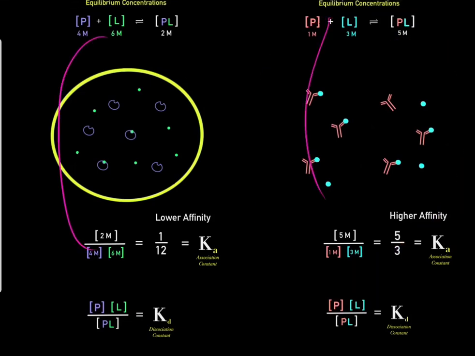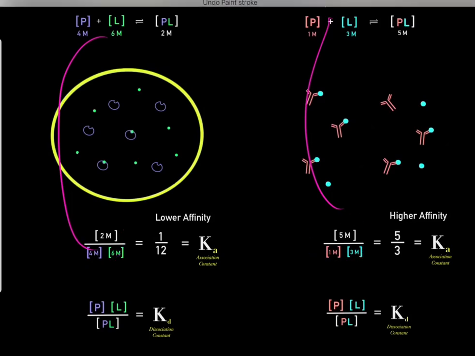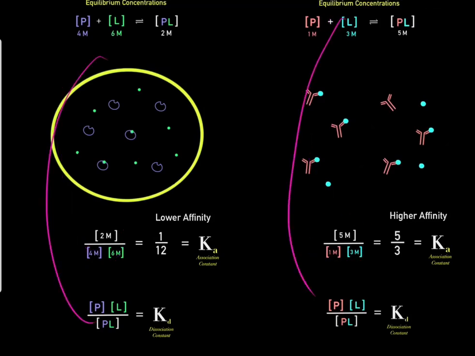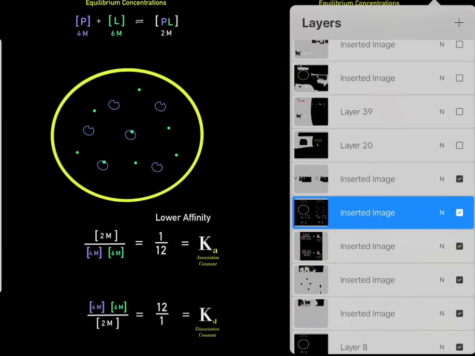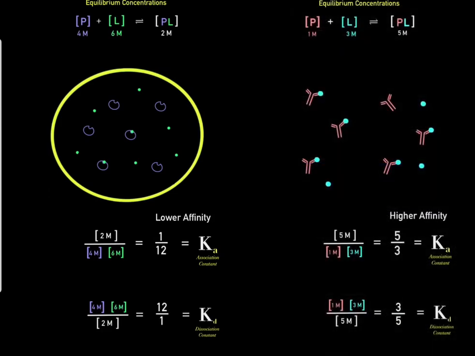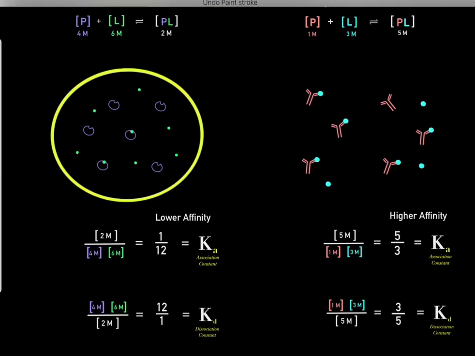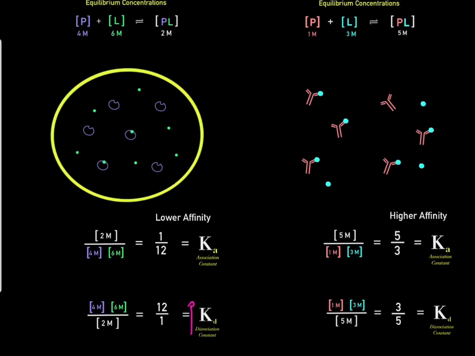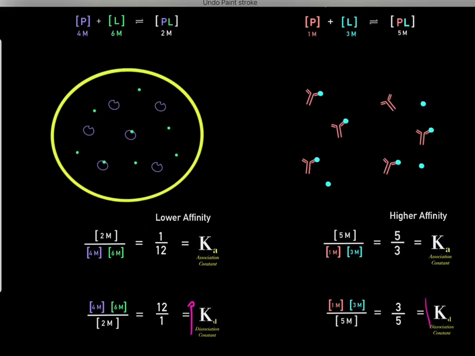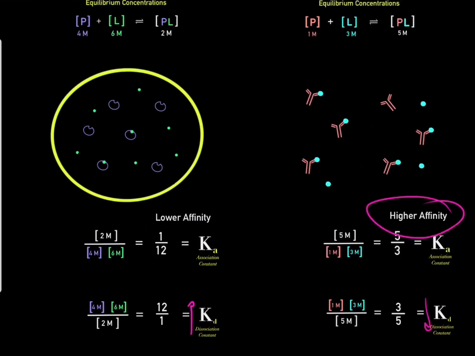But again, we can plug in these values into this formula, giving us the association constant, but we can also plug them into this formula to give us the dissociation constant. And again, it's essentially the opposite trends. Essentially, the higher the dissociation constant, the lower the affinity. The lower the dissociation constant, the higher the affinity, and it's for all the same reasons.